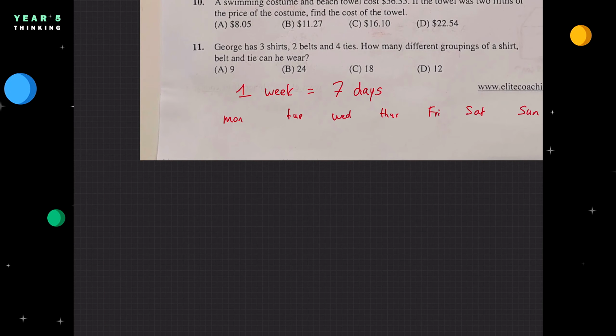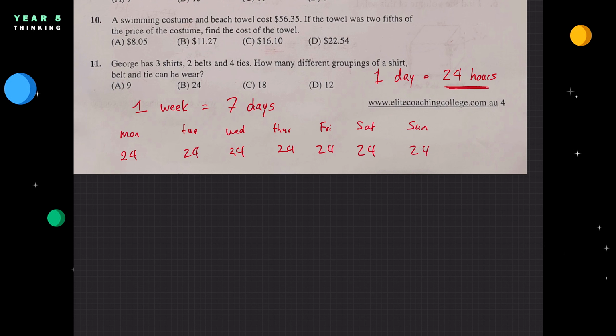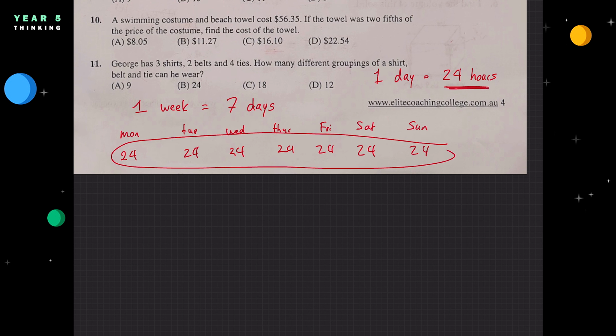Now, one day has how many hours? We got 24 hours. You should remember this. So Monday, 24 hours. Tuesday, 24 hours. Wednesday, 24 hours. Thursday, 24. And you have 24 hours in each day, from Monday all the way to Sunday. So the question is, how many hours are there all together in a week?